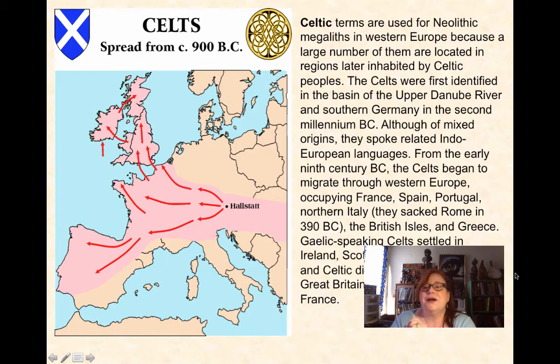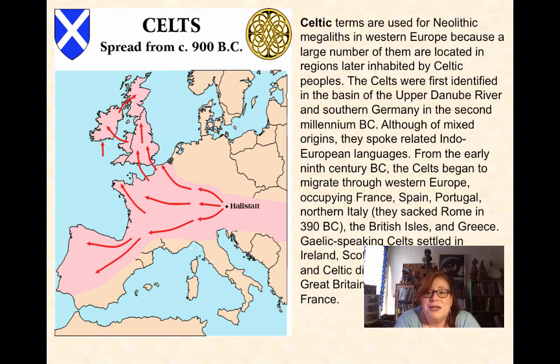So Celt is a term that is used for Neolithic megaliths in Western Europe. By the way, if anybody's from Boston and you've heard of the Boston Celtics, that is an incorrect pronunciation. Celt should have a hard C, actually. So anyway, Celtic terms are used for Neolithic megaliths in Western Europe because a large number of them are located in regions that were later inhabited by Celtic peoples.